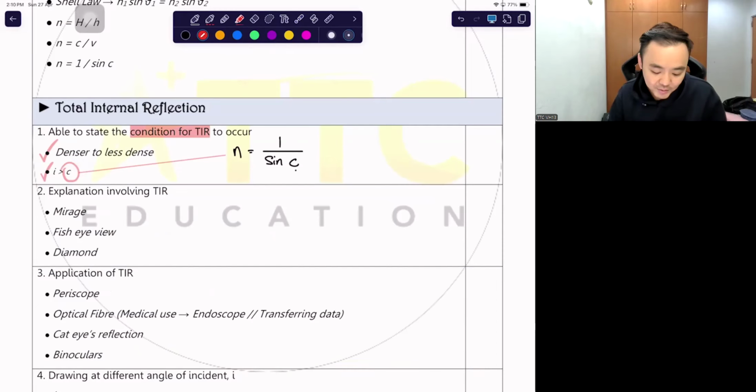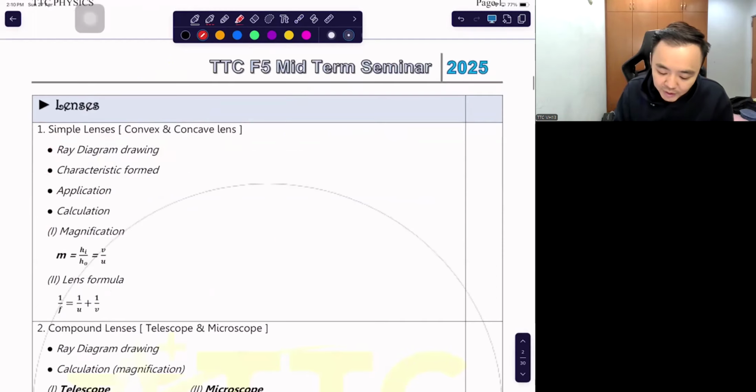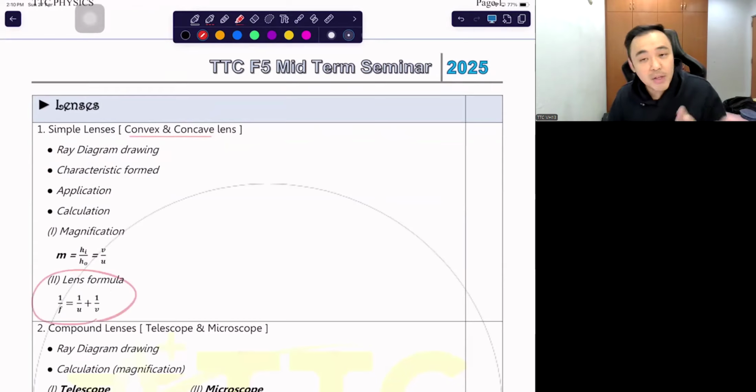Now after that, you've got the lens. Lens, one thing very important is that you need to know about convex and concave lens. Yes, convex, concave, typical drawing must know, calculation must know, and then the formula thing, especially this one, people always lose marks. Because why? It seems very simple. It's just 1 over f, 1 over u, 1 over v, right? But the thing is, you need to decide yourself which one is positive and negative. Never mind, later I prepare for you.